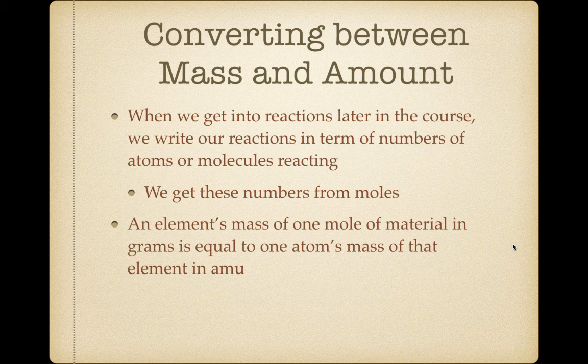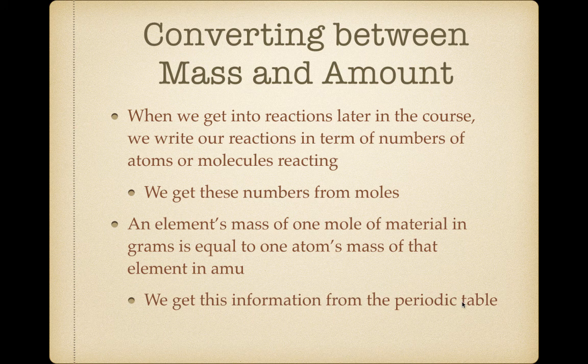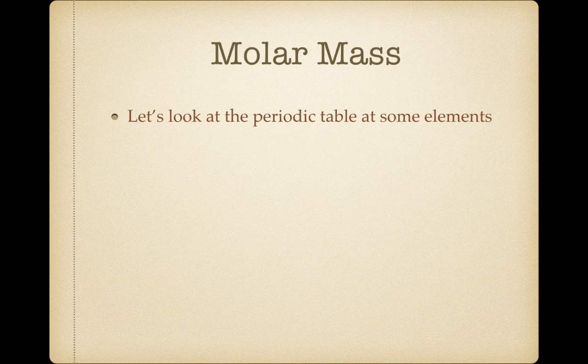The reason we can do that is because if we want to express an element's mass in grams, then 1 mole of that material has a mass equal to 1 atom's mass of that element in AMUs. So we can get that information from the periodic table. We saw that 1 atom of carbon-12 weighs 12 AMUs, and what that would mean is that 1 mole of carbon-12 would weigh exactly 12 grams.